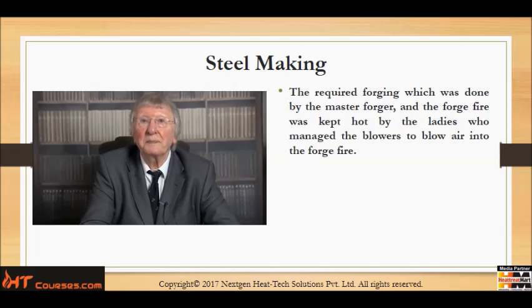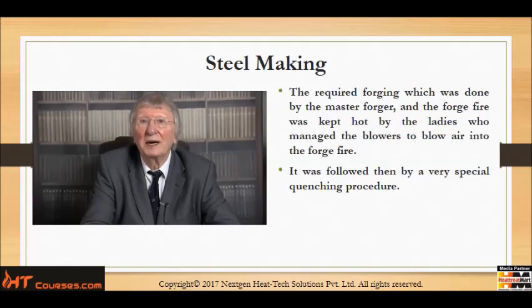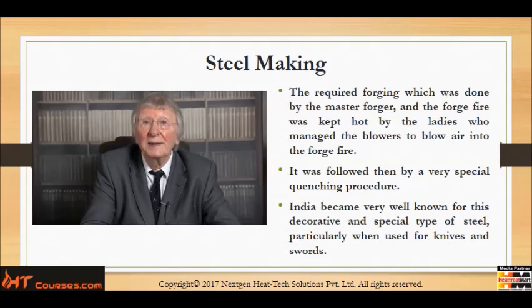Once we had made the steel, this then required forging, which was done by the master forge, and the forge fire was kept hot by ladies who managed the blowers to blow air into the forge fire. It was followed then by a very special quenching procedure, and India became very well known for this decorative and special type of steel, and particularly when it was used for knives and swords.